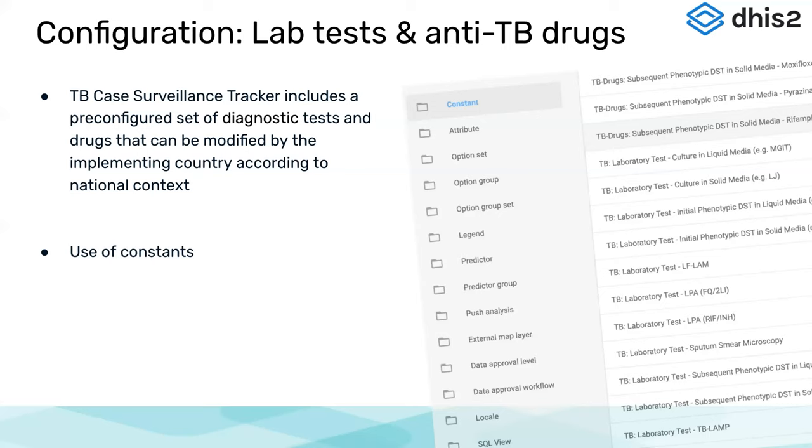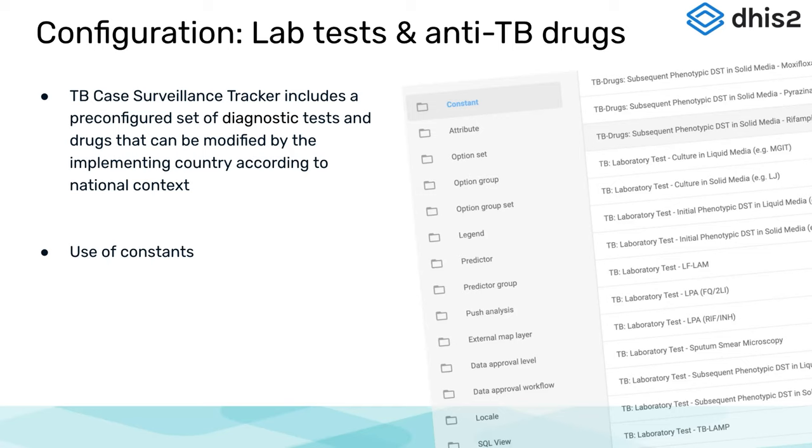Now to the question of the configuration. One of the design decisions for the TB surveillance tracker was to provide countries with a set of available diagnostic tests and anti-TB drugs, and then let the countries configure the package according to their requirements. The option of adding or removing parts of the package with the help of constants makes the package more comprehensive, but at the same time easy to localize, adapt, and change.